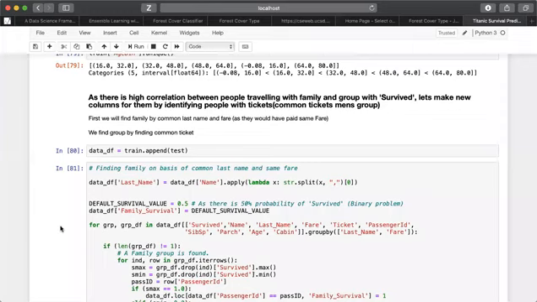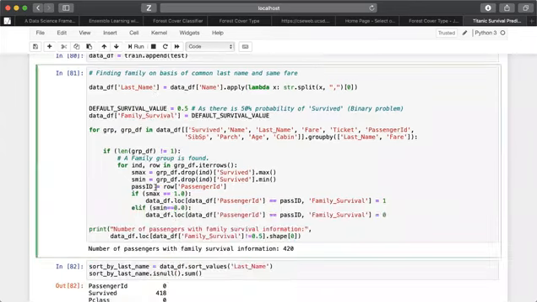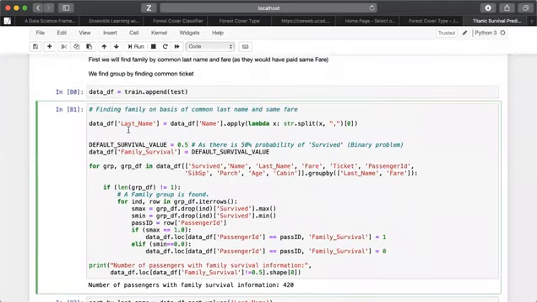So by that, I have tried to make a column of family survival. Thereafter, by using the ticket, if the ticket was the same, then I have tried to find out the people who are traveling in a group. So what I have done, first I extracted the last name from all the passengers by using the string split, and we know that the last name was first and followed by a comma. So from here we have got all the last names.